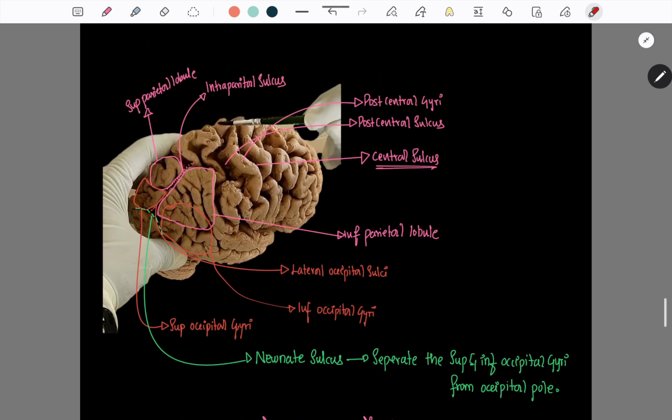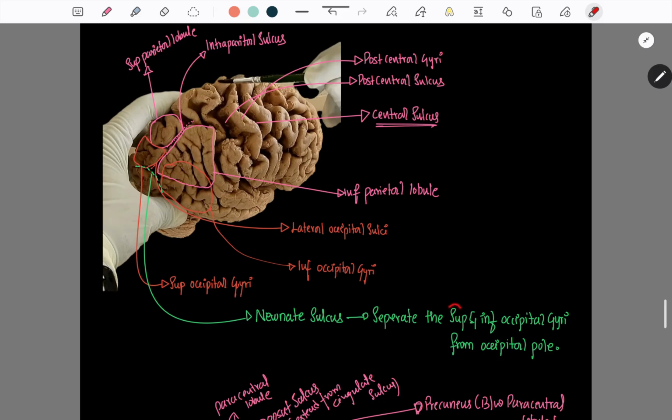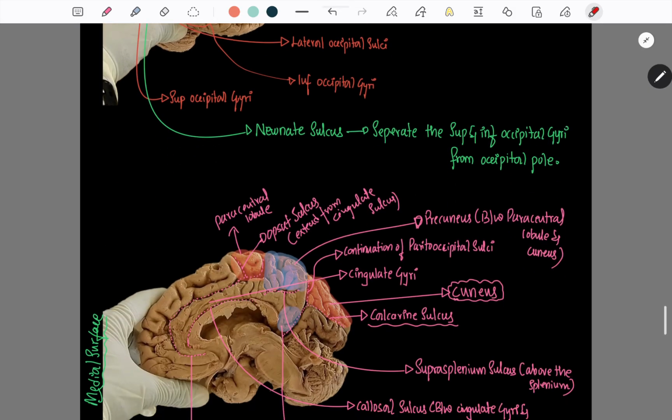We saw in the beginning that posteriorly, towards the cerebellum, there is a pointing called the occipital pole. It is separated from the superior and inferior occipital gyri by this sulcus called the lunate sulcus. Okay.